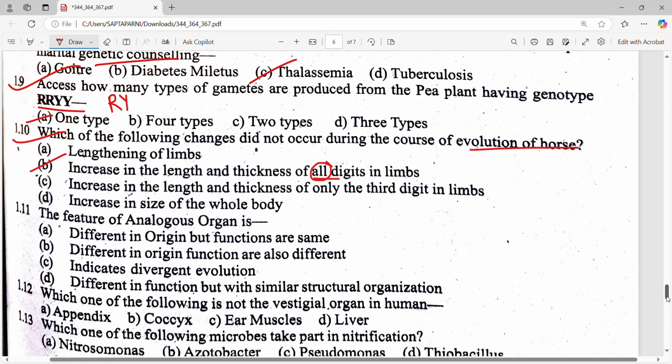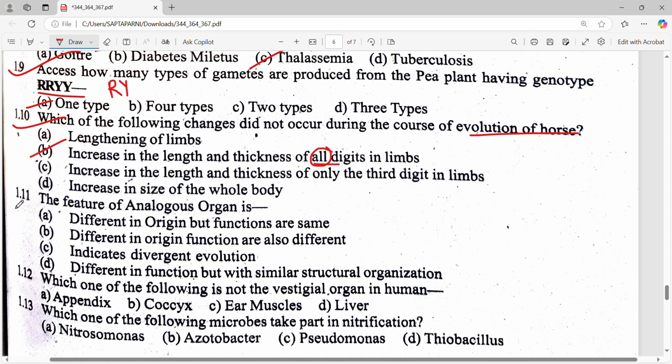Next, the feature of analogous organs: analogous organs are those organs which are dissimilar in their origin and structure, but have similar functions. So the correct answer is option A, different in origin but functions are the same. Which one of the following is not a vestigial organ in humans? See here, among the four options, liver will be your correct answer. It is not a vestigial organ, it is an active organ.